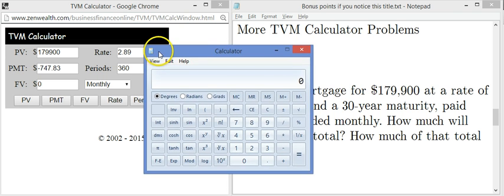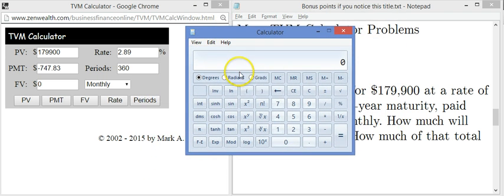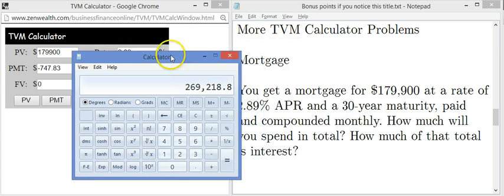So I've got a regular calculator here. We want to find out how much we spend in total. I'm going to take that amount and multiply it by the number of times we pay it, which is 360. We're going to pay a total of $269,218.80. That's the total that we will pay.